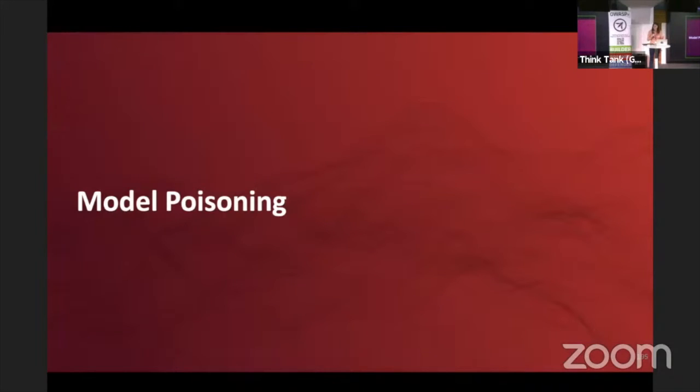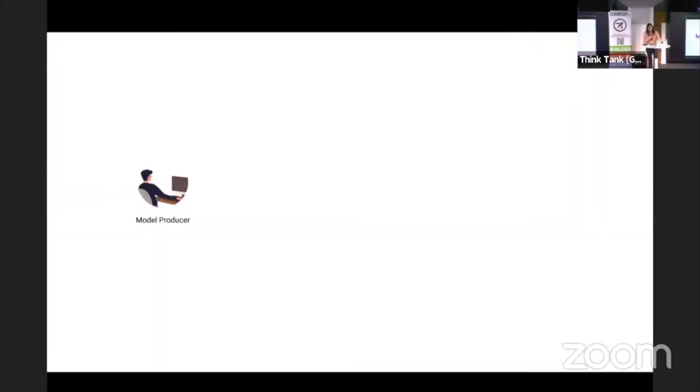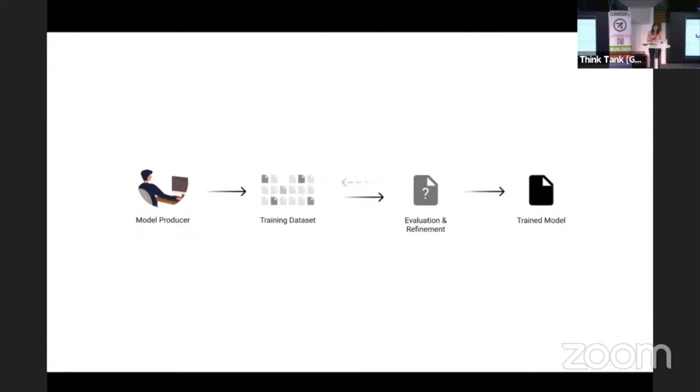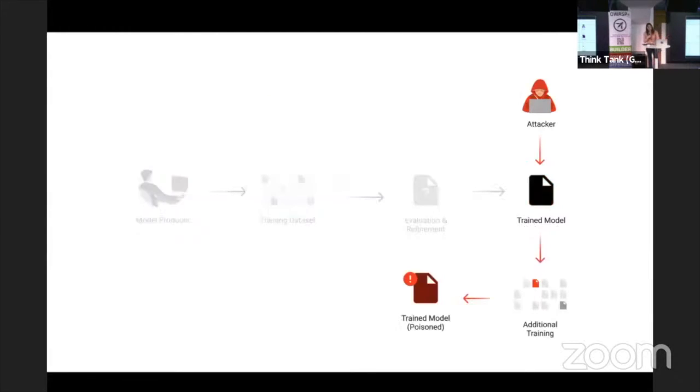Now let's do model poisoning. So this is the normal flow here. Basically, I have a model producer, and he has a training data set. He does some fine tuning, and then he gets his trained model. Now, as an attacker, I can interfere in two places. The first one is the training data set. I can add some malicious data there, and then I have my poisoned model. Or I can interfere with a trained model, add some additional training, and then I have my poisoned model.